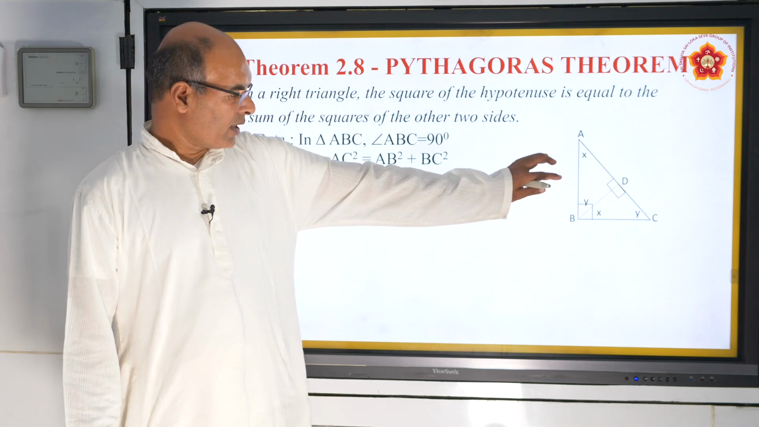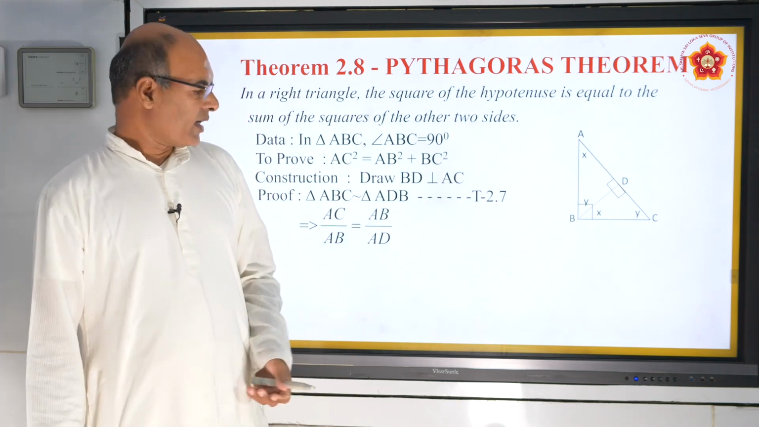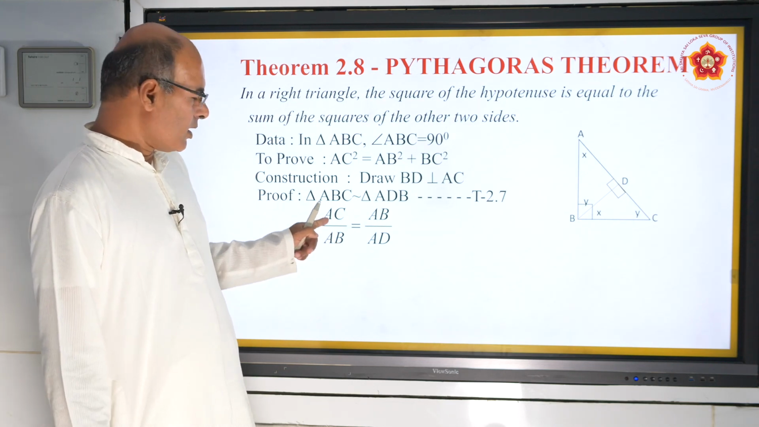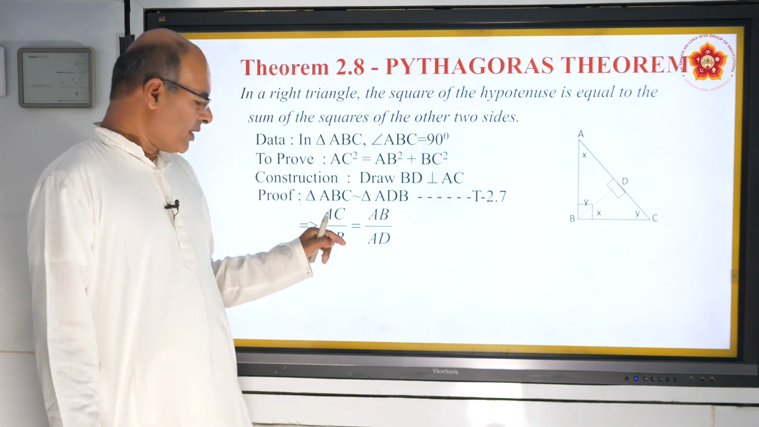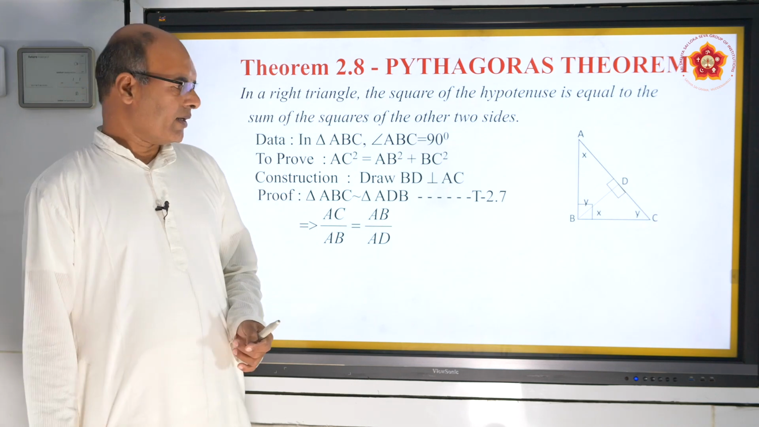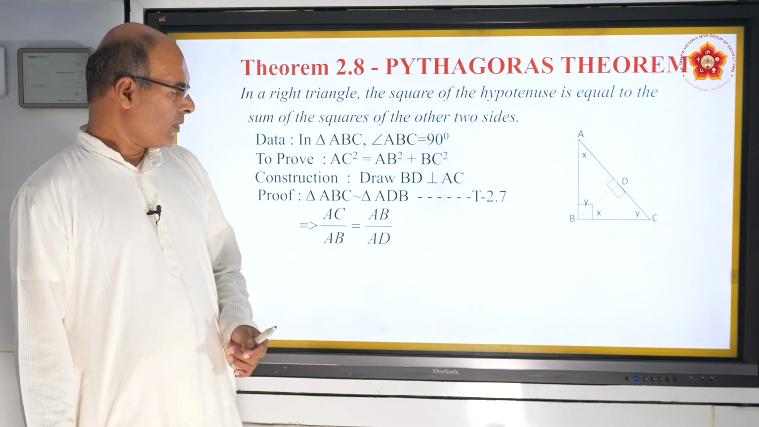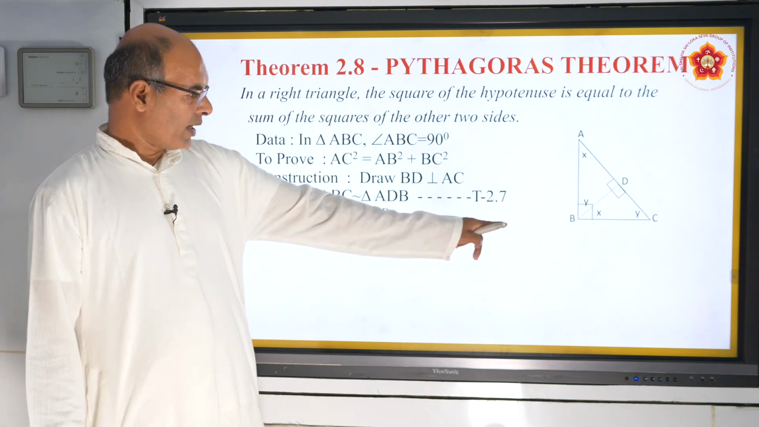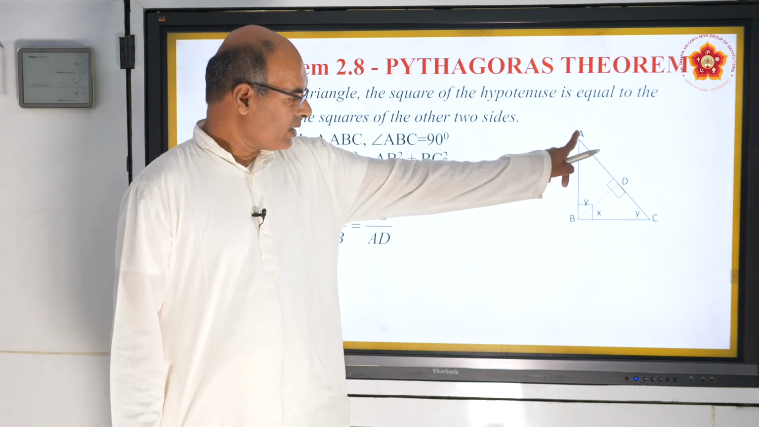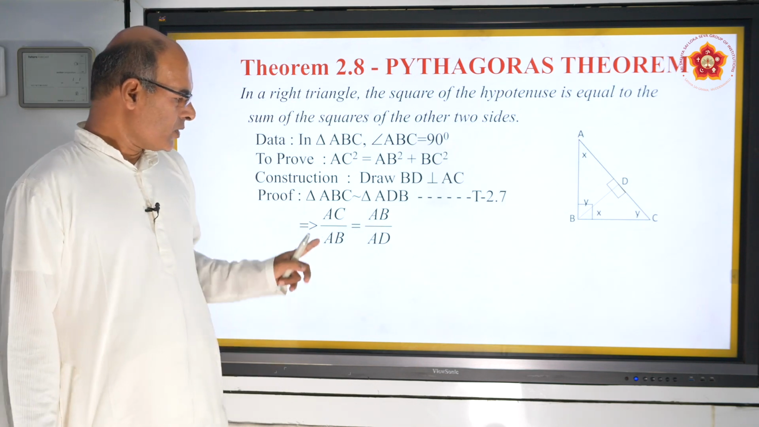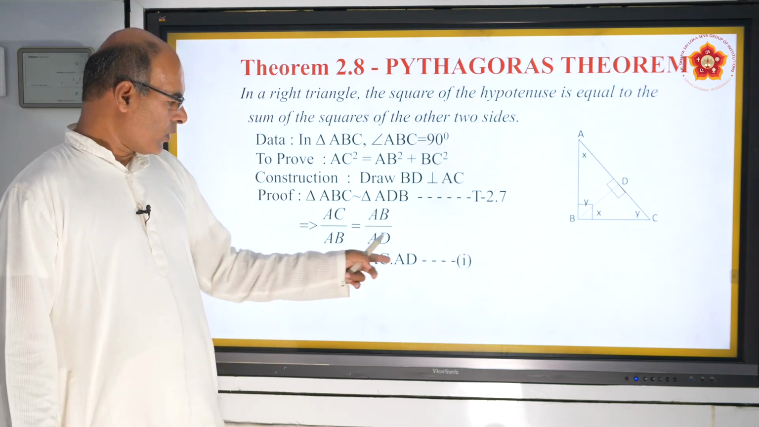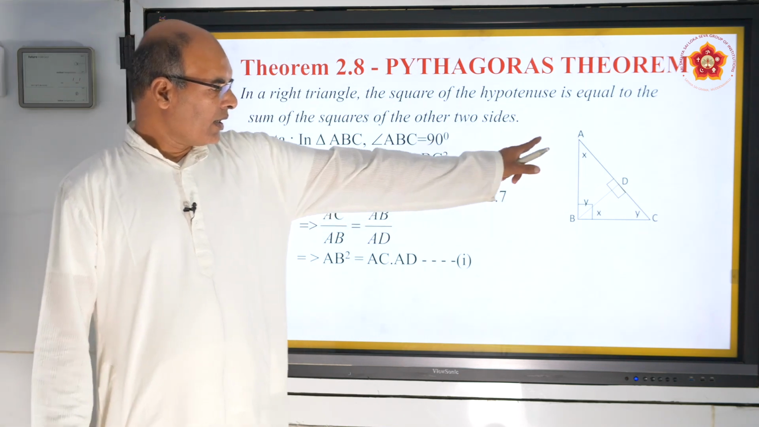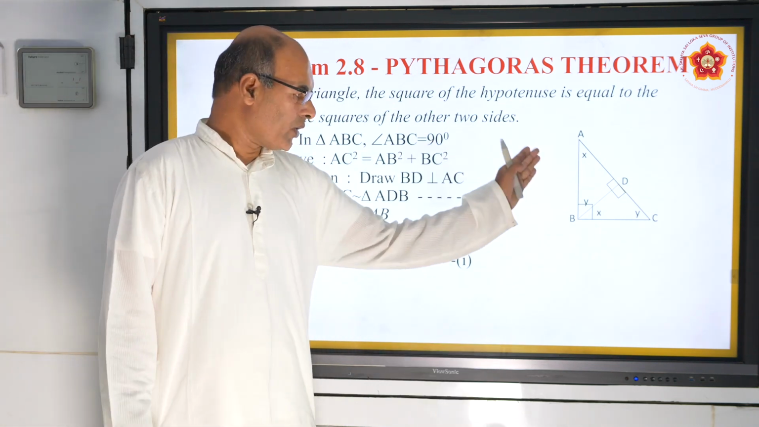After understanding this, write the ratio of the corresponding sides. AC divided by, AC is the hypotenuse of the big triangle and AB is the hypotenuse of the small triangle, is equal to AB. In the big triangle it is opposite to y. In the small triangle, the side opposite to y is AD, so AB by AD. Cross multiply, we get AB square is equal to AC into AD, the full hypotenuse and the part of the hypotenuse which is nearer to AB.